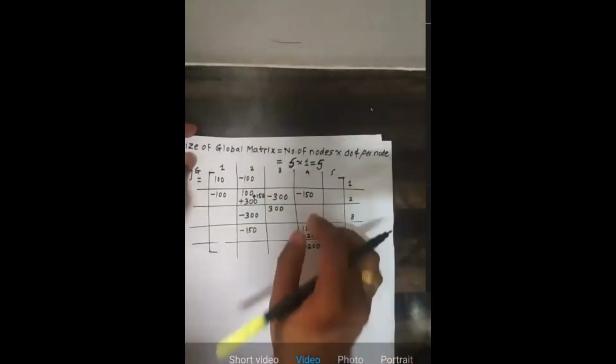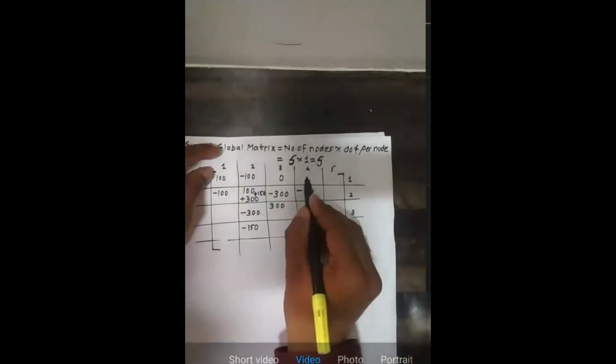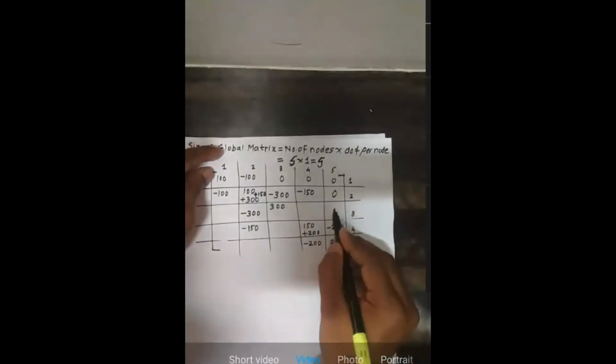See, this is how you form the global stiffness matrix by using element stiffness matrices, right? Now, somewhere you don't have any terms, right? So there you need to put 0.